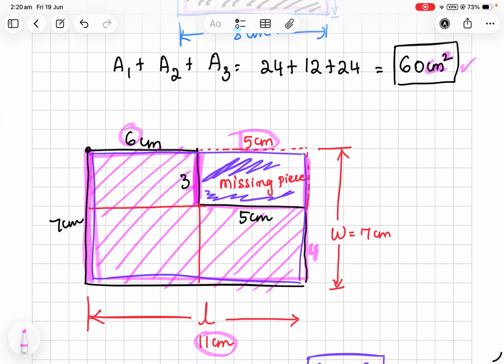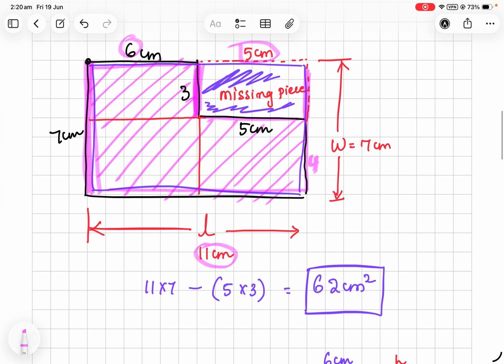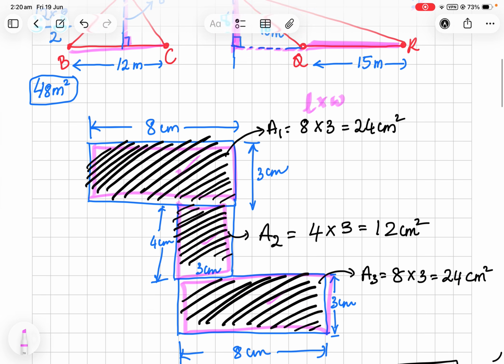So I'm going to use the fastest technique. I'm going to add these missing pieces and create a big rectangle. The area of that big rectangle would be 7 times 11. And then subtract the missing piece. Rather than finding multiple pieces of rectangles and adding them, I figured out that if I have a big rectangle and subtract that missing piece, I can get the remaining part. So that is another way to find the area of composite shapes.